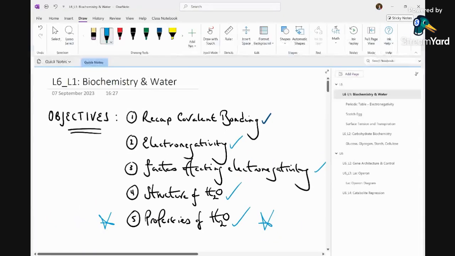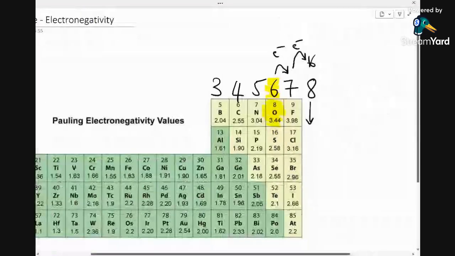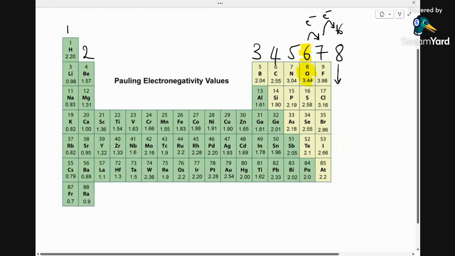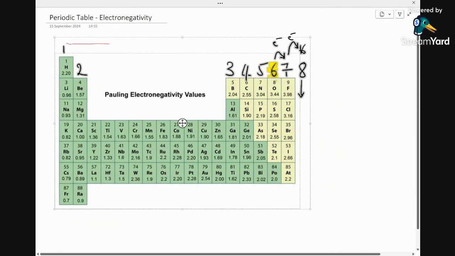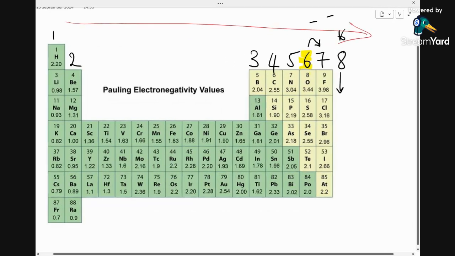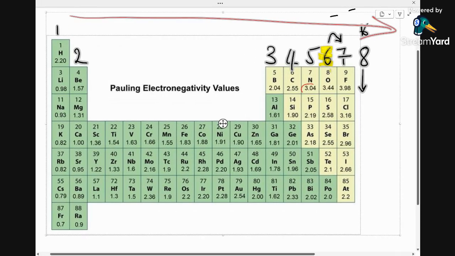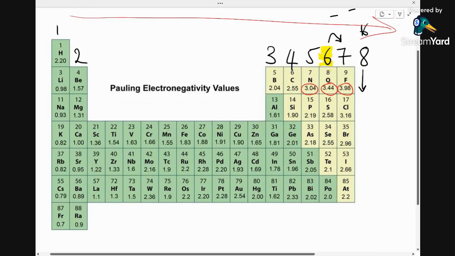The only thing just to mention with regards to the periodic table is electronegativity values are shown here. You'd never need to learn them, but hopefully this just emphasizes the point I said earlier, which is as you go across the periodic table from left to right here, electronegativity increases. So 3.04 to 3.44 to 3.98. Fluorine is the most electronegative. We don't count group 8, the noble gases, because they're noble. They are inert. So they don't participate in chemical bonding.